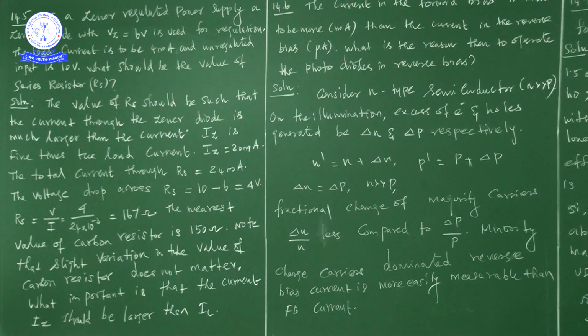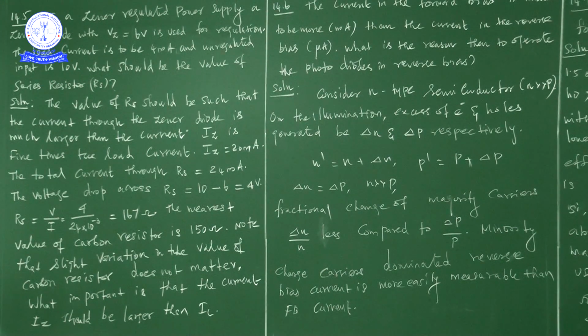Then from that we can learn the voltage across the load resistor is 6 volt. Then the load current is 4 milliampere. Then the unregulated input is 10 volt, which means it can be either DC or AC. So, with an unregulated power supply, the total voltage given to the circuit is 10 volt.